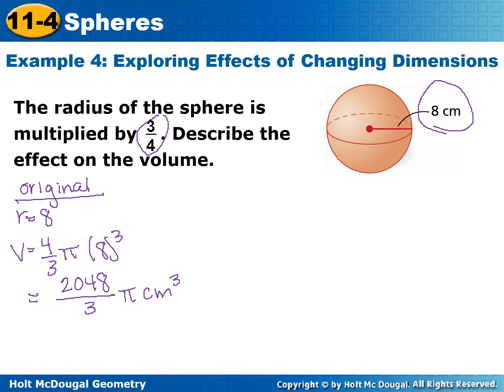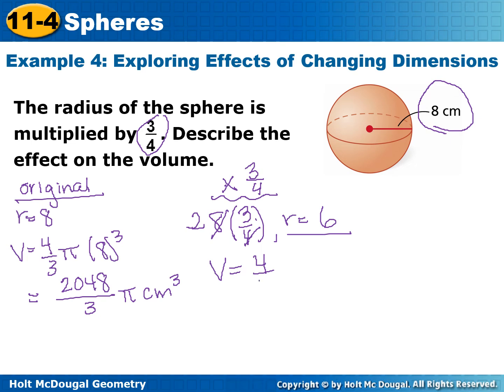And then let's multiply by 3/4. So we take the radius 8 and multiply it by 3/4. 4 goes into 4 once and 4 goes into 8 twice. So our radius is 2 times 3, which is 6. So the volume now is going to be 4/3 pi times 6 cubed, and that is going to give us approximately 288 pi centimeters cubed.